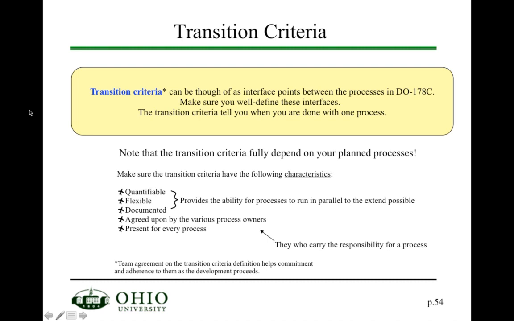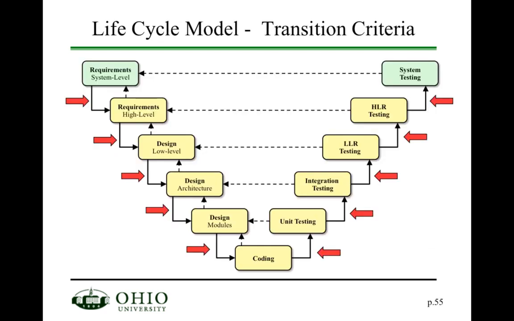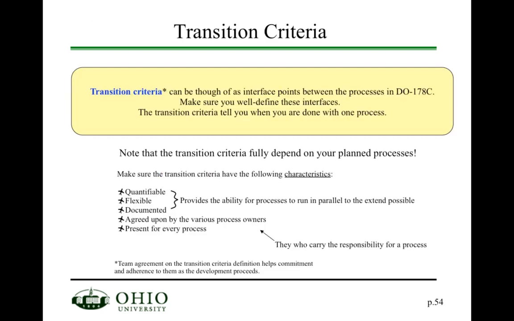All right, so next we're going to talk a couple about transition criteria. An easy way to think about the transition criteria is to actually go back to a basic V life cycle model. And this is kind of related, this is kind of another way of writing down the software portion of the D178C life cycle model.